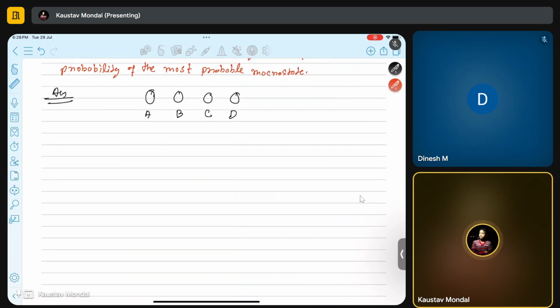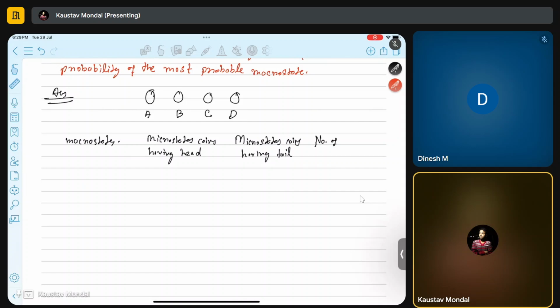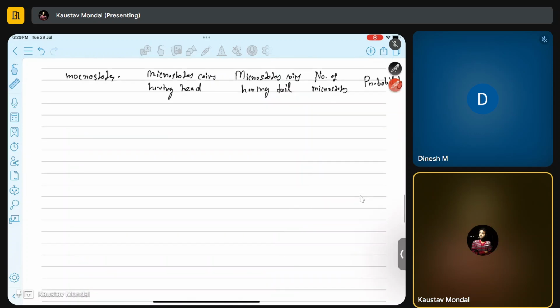So here write the macrostates, and under each macrostate there will be microstates, points having head, points having tail, number of microstates, and probability. That's the main important thing.